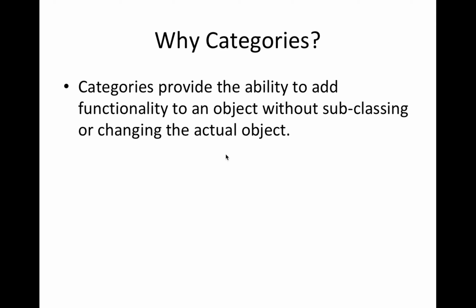For example, suppose you have one class, the person class, and you don't want to change your person object, and you don't want to create a subclass for the person class. You can simply create a category for person and add the methods in that category.